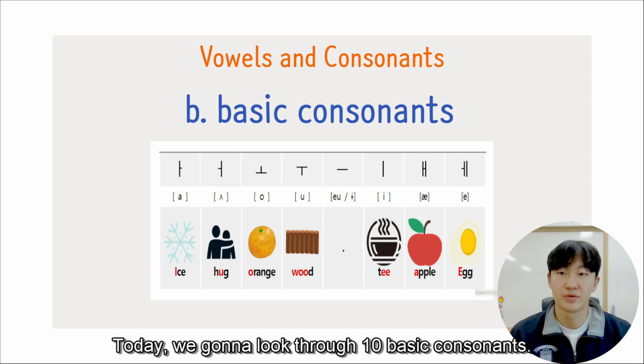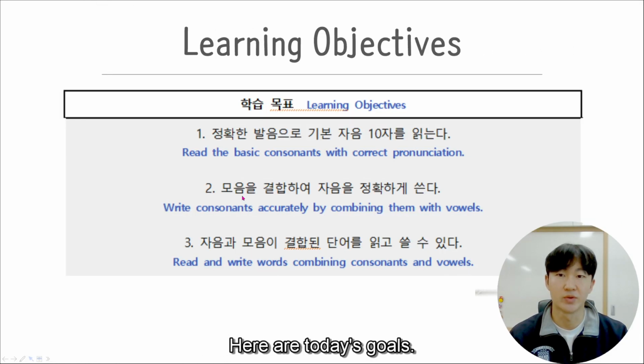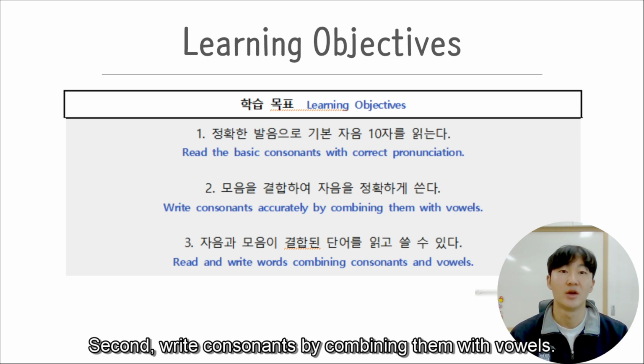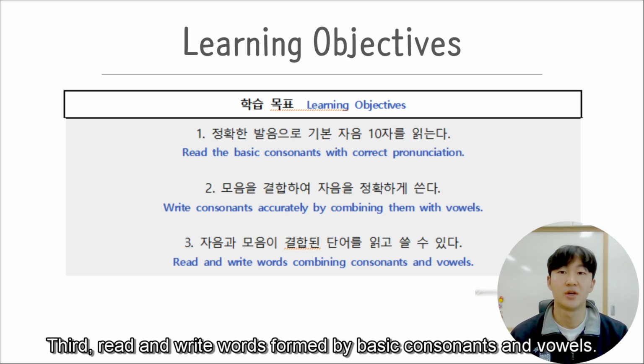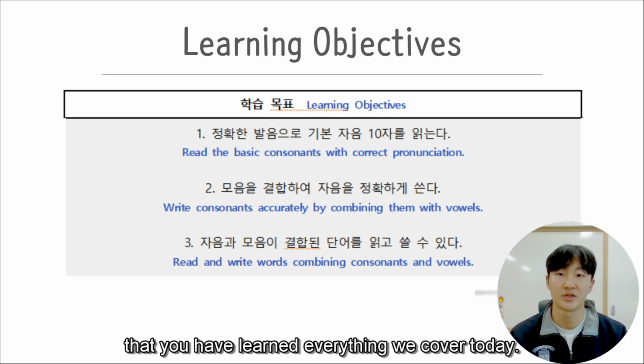Today, we're gonna look through 10 basic consonants. We will focus on how to pronounce and write them. Here are today's goals. First, read the 10 consonants with accurate pronunciation. Second, write consonants by combining them with vowels. Third, read and write words formed by basic consonants and vowels. If you achieve these goals, you can consider that you have learned everything we covered today.